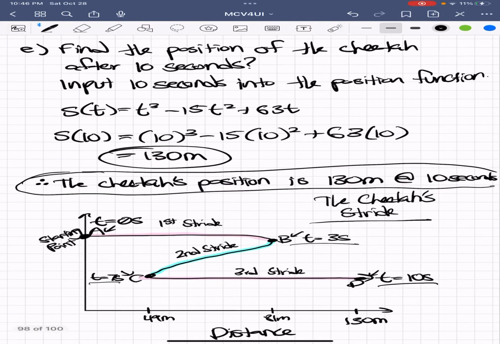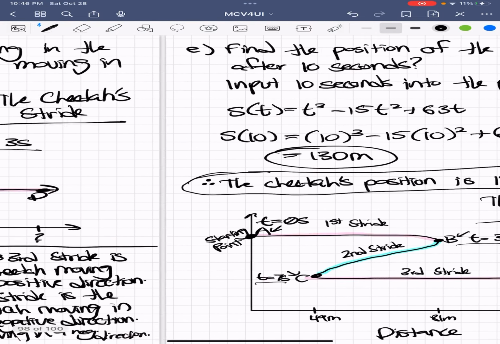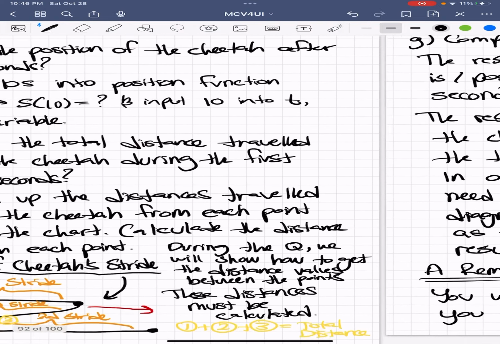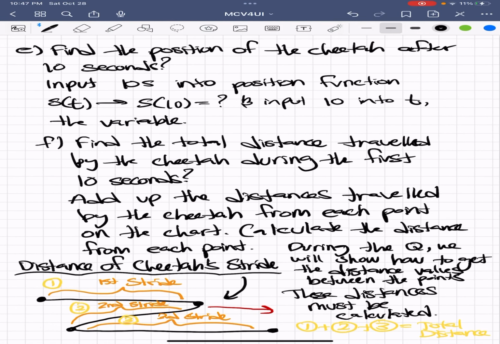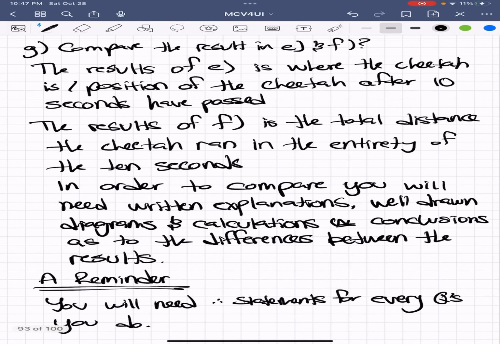I'll bring you back to what we wrote. The result of E is where the cheetah is, or the position of the cheetah after 10 seconds have passed. The result of F is the total distance the cheetah ran in the entirety of the 10 seconds. In order to compare, you will need written explanations, well-drawn diagrams, and calculations with conclusions as to the differences between the results. So we are going to start that.